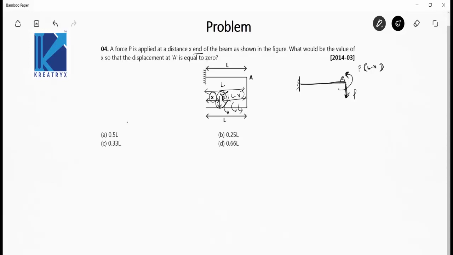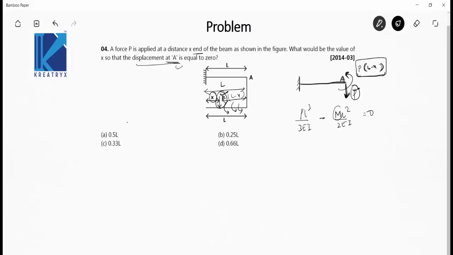Now the deflection due to this vertical load P will be in the downward direction, but the deflection due to this moment P into (L minus x) will be in the upward direction. So when these deflections are equal, the displacement at cross section A will be equal to 0. Due to this vertical load P, we know the formula for the deflection, that is PL cube by 3EI, and due to the moment, the deflection in the upward direction will be equal to ML square by 2EI with a negative sign, and it is equal to 0 because we have to find the value of x so that the displacement at A is equal to 0.